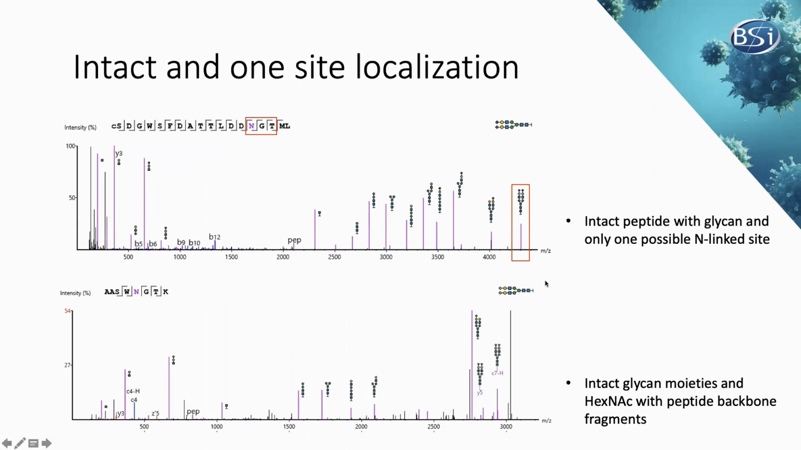So here are some examples of that. Here we have just one possible NXT N-glycosylation motif present in the peptide. So in this case, again, it becomes a bit obvious, but we also have the full intact glycan associated with the peptide ion. And so in this case, we assign this an A-score of the maximum of 1,000. And here's an example of a peptide fragmentation ion that's still associated with the full intact glycan.